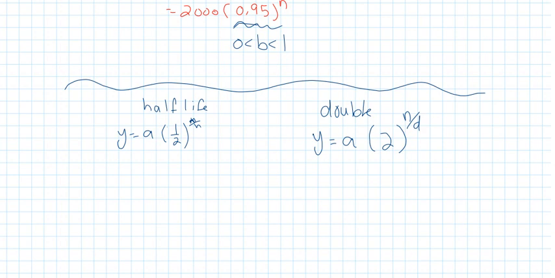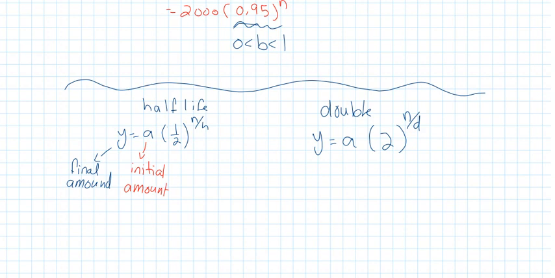So again, y is going to be your final answer or your final amount. A is your initial amount. The reason why it's a half, because it's half-life, right? So half-life, that means my base is half. That means I am decreasing by half of the amount every time.